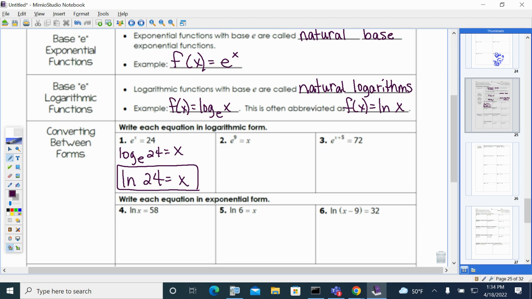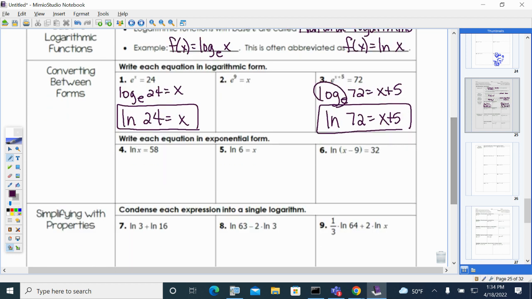Let's do one more. Number 3, e to the x plus 5 is equal to 72. Again, normally you would write that as log base e of 72 is equal to x plus 5. But because we don't write that, we use a natural log. It's going to look like this: natural log of 72 is equal to x plus 5.